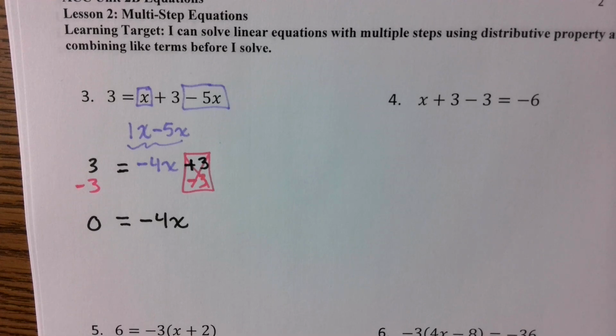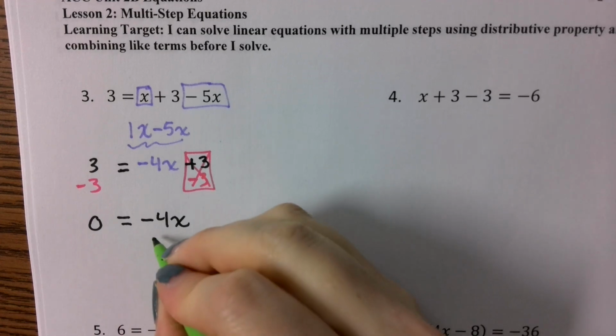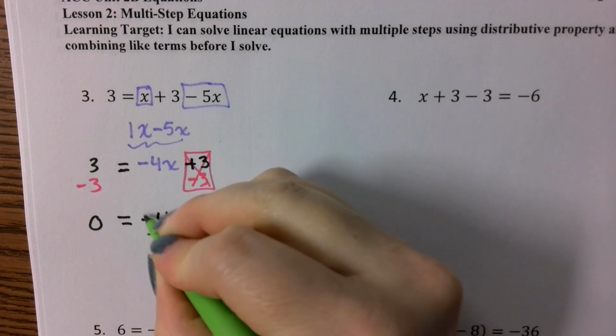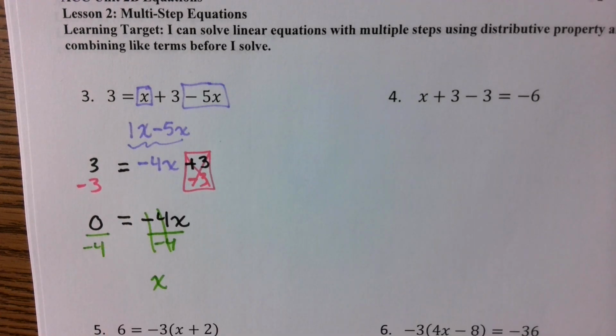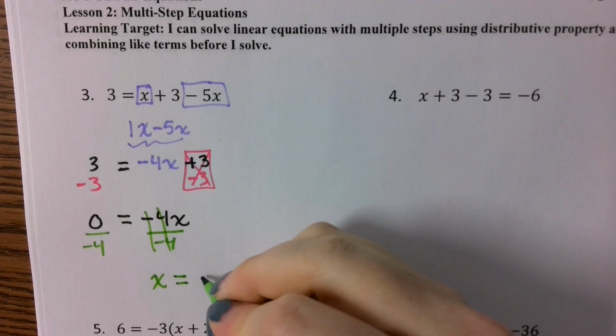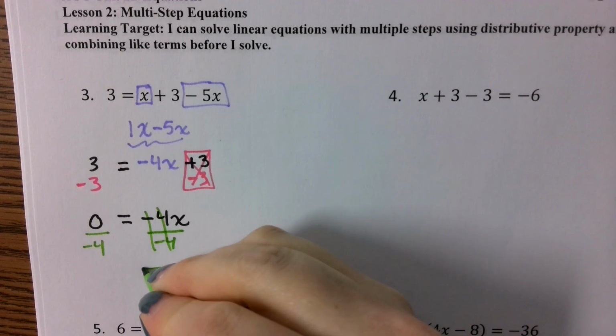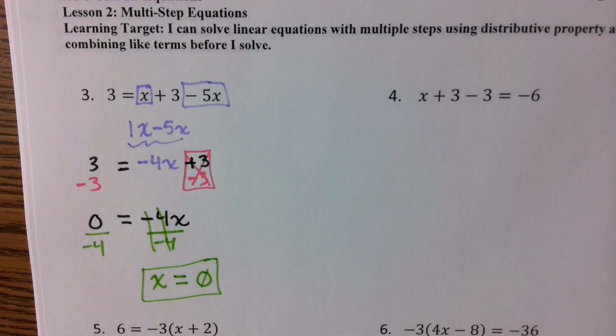Our last step would be to divide. We are going to divide both sides by negative 4 so that x is all isolated. And then when I divide 0 by negative 4, I'm just going to get 0. 0 divided by any number is 0. And yes, I put a slash through my zeros at the end because I just want to make sure you guys know that it's a 0 and not an O. Okay?